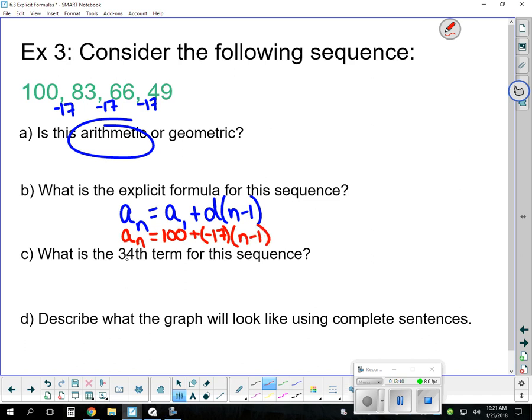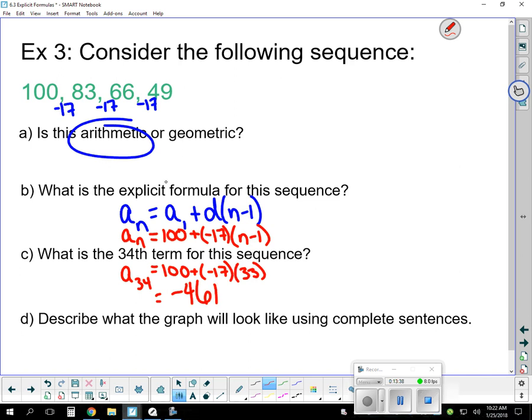Okay? What's the 34th term? Then we're going to plug 34 in for our n's. So the 34th term would be 100 plus negative 17 times n minus 1. If n is 34, n minus 1 is 33. Calculate that. And I get negative 461. How's that negative when these numbers are positive? Well, keep in mind you're subtracting numbers each time. So once you get to the 34th term, yeah, you're definitely going to be in the negatives.